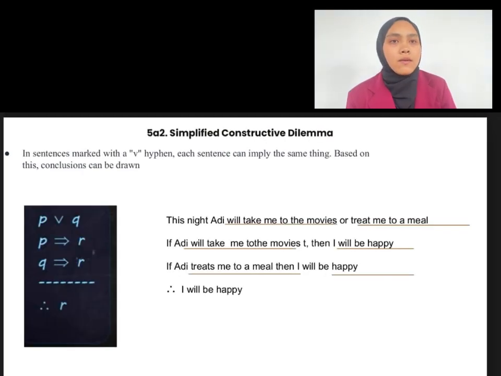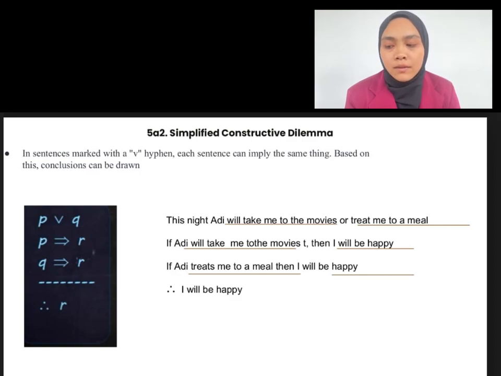For the second, I will explain about constructive dilemma. A constructive dilemma is a form of logical reasoning used to draw a conclusion from two conditional statements and one disjunctive statement. The formula is P then R, Q then S, P or Q, so the conclusion is R or S.